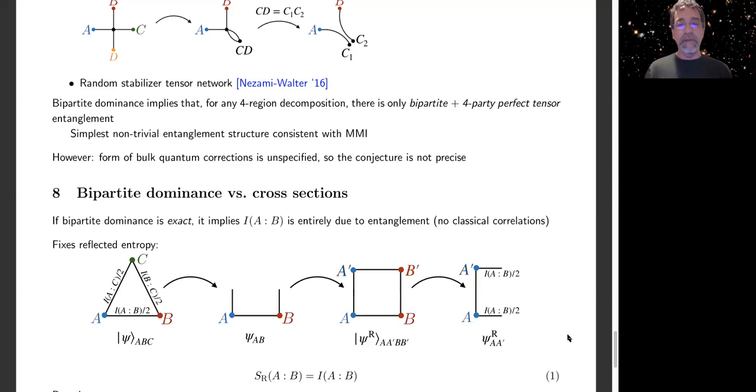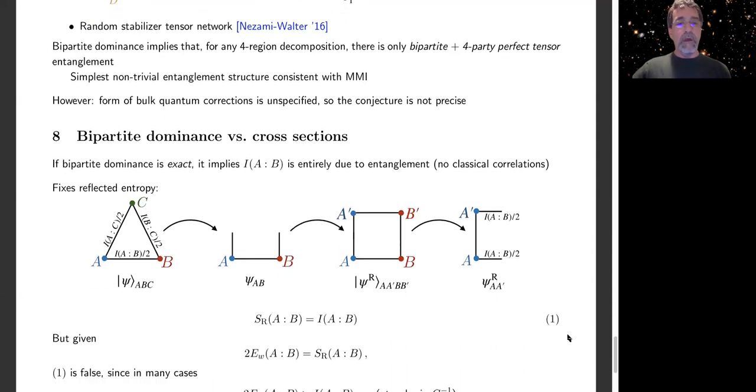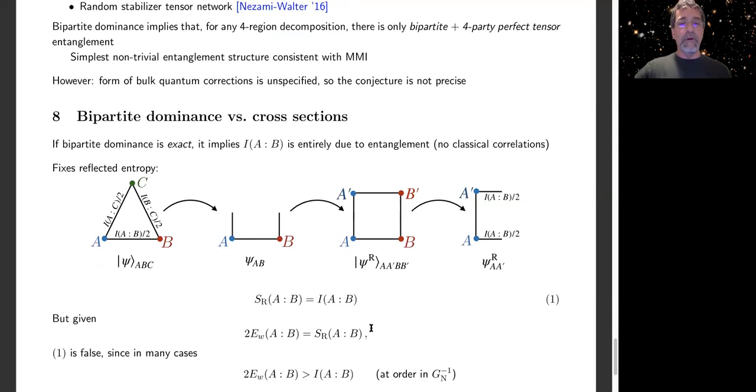Okay, so in this case, we see that if bipartite dominance is exact, in other words, if we ignore quantum corrections, then we get this very simple answer for the reflected entropy. Sadly, this answer for the reflected entropy is wrong, okay? Because under the assumption that the reflected entropy is twice the entanglement wedge cross-section, most of the time, twice the entanglement wedge cross-section is actually larger than the mutual information. And this is a strict inequality. You can calculate the two sides very easily, and this number is larger than this number.